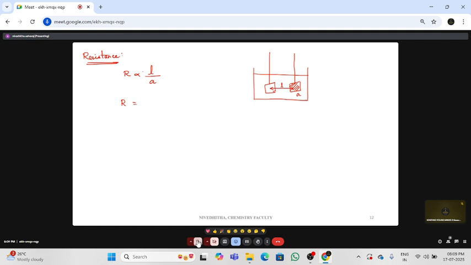I'm going to replace this proportionality symbol with a constant, rho, into L by A. So what is this rho? R is resistance, L is the distance between the electrodes, A is the area of the electrode, and rho is generally the representation of density, no doubt about it. But here, this rho represents not the density but the specific resistance.